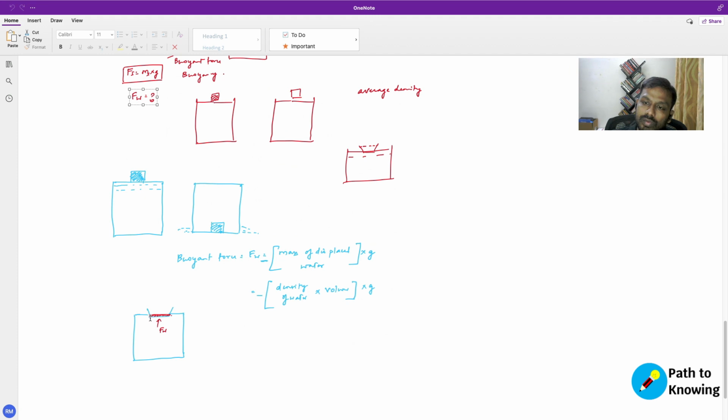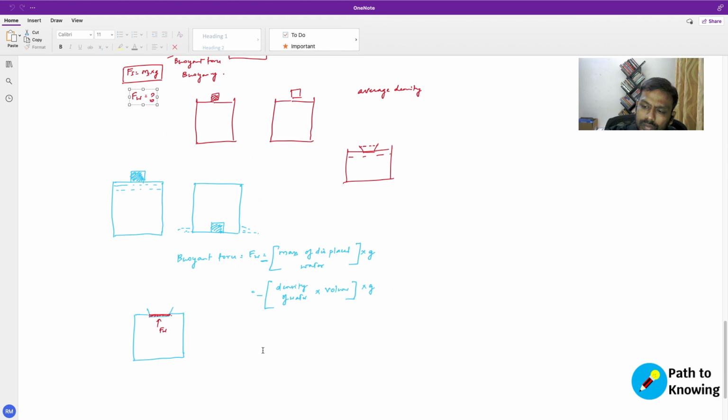So the volume that is actually immersed is what would need to be used to determine the buoyant force for objects that are floating. But for objects that are fully submerged, you will take the volume of the entire object times the density, and you would be able to calculate the buoyant force.